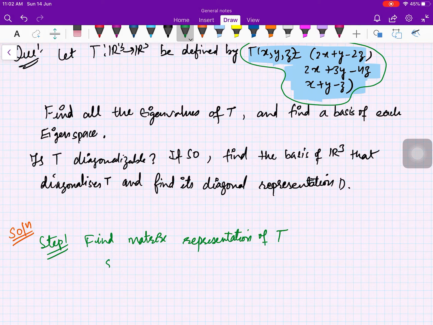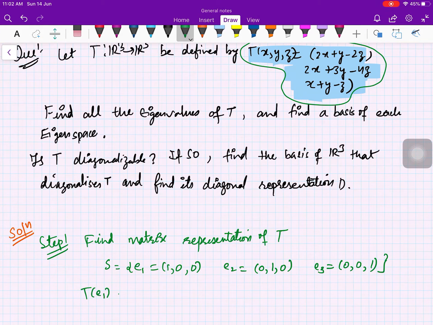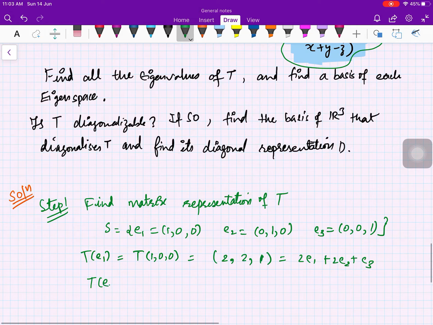Right, that we do with respect to standard basis. What you will do, you will take a standard basis E1 which is (1, 0, 0), then you have E2 which is (0, 1, 0), and then you have E3 which is (0, 0, 1). Now T of E1 is T of (1, 0, 0), that will be (2, 2, 1), so that is 2E1 plus 2E2 plus E3.